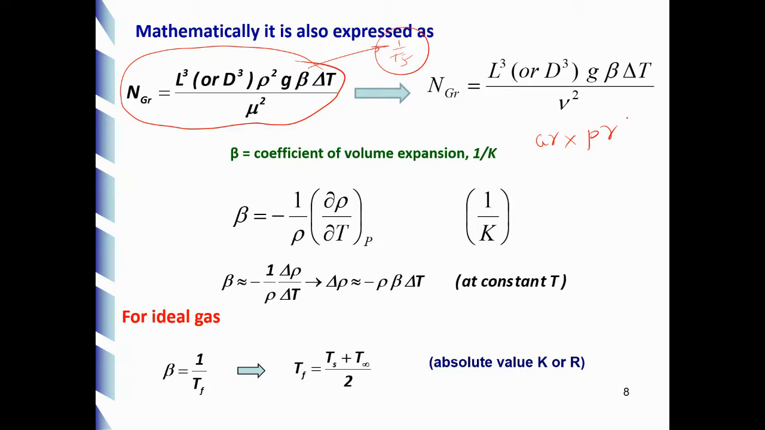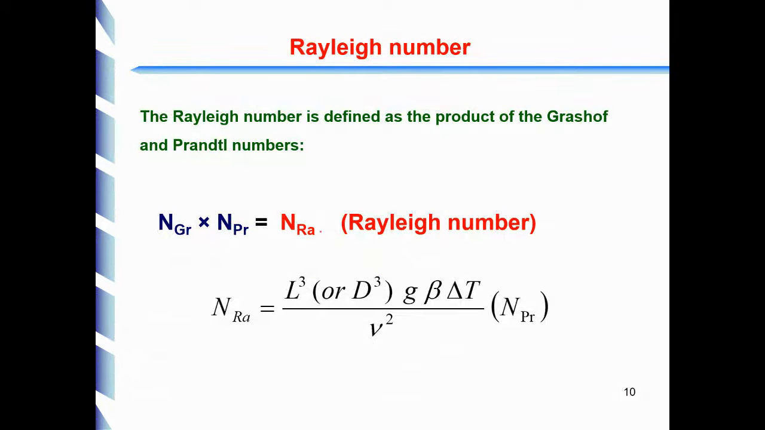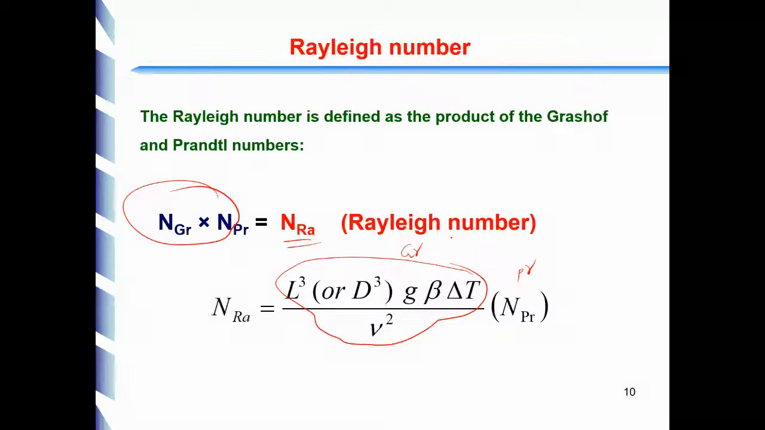Grashof number multiplied by Prandtl number, this is another number. It's called Rayleigh number. Grashof number and this is the Prandtl number. The product of Grashof and Prandtl is the Rayleigh number.